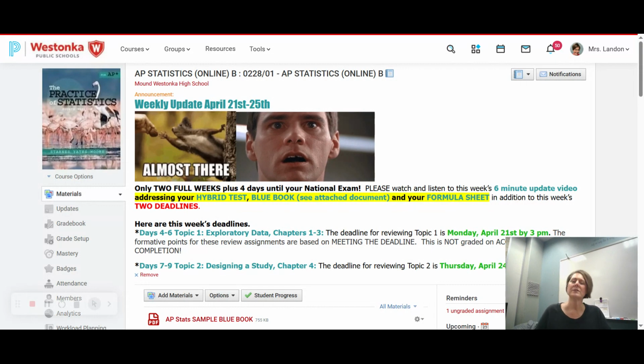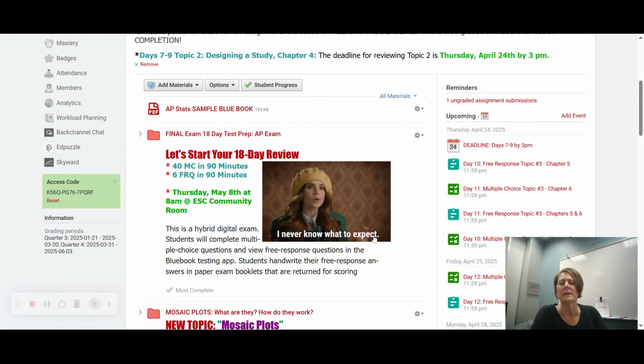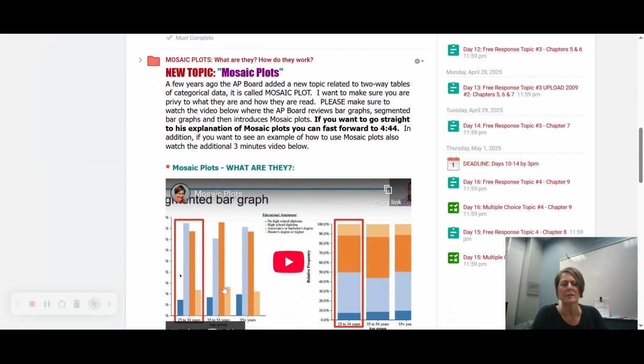All right, third topic is mosaic plots. If I hop on back here, what you're going to find underneath our first folder is some information about mosaic plots. This is a topic they added a few years ago to the AP exam. It is related to Chapter 2 and is looking at two-way tables. Last year, there was actually a part of a free response question related to mosaic plots. This year, I suspect you will not see it in free response.